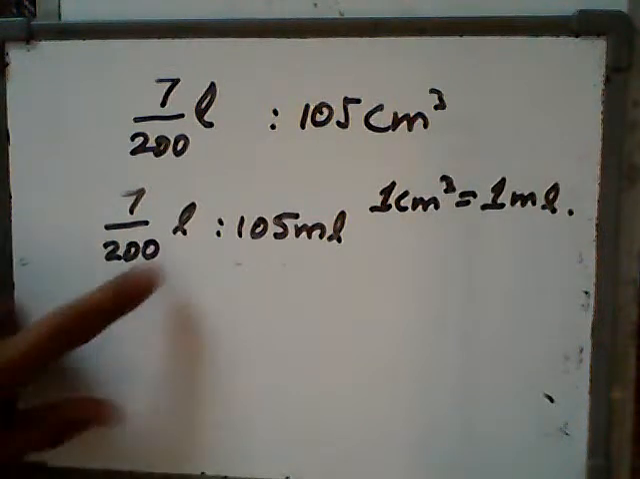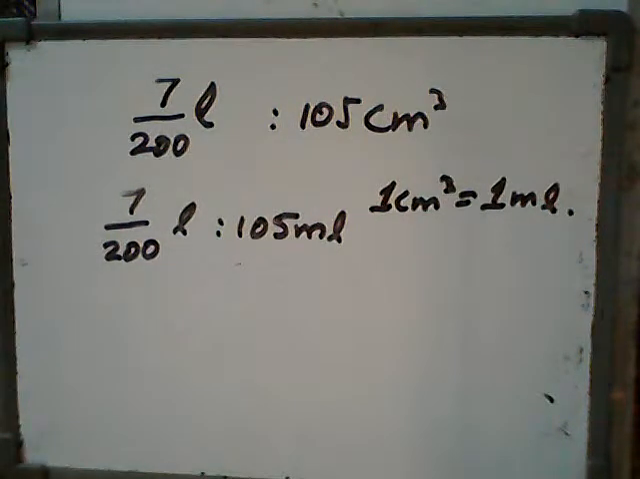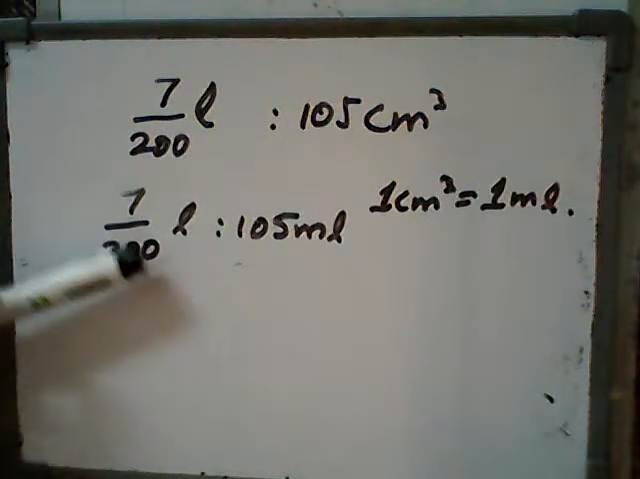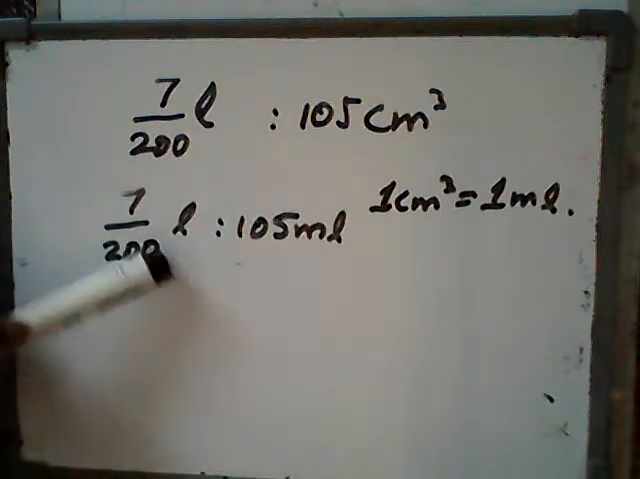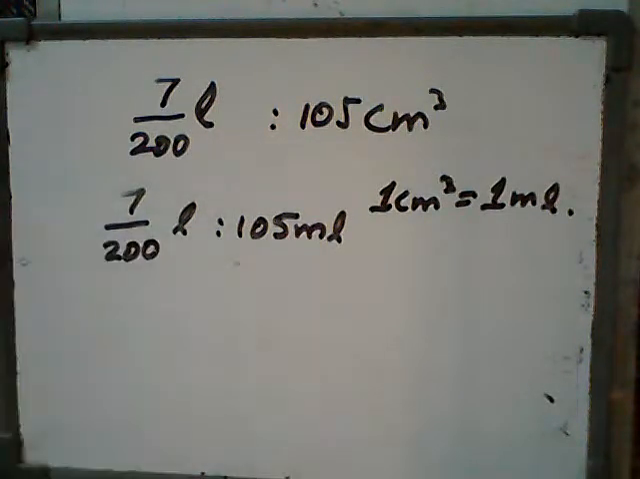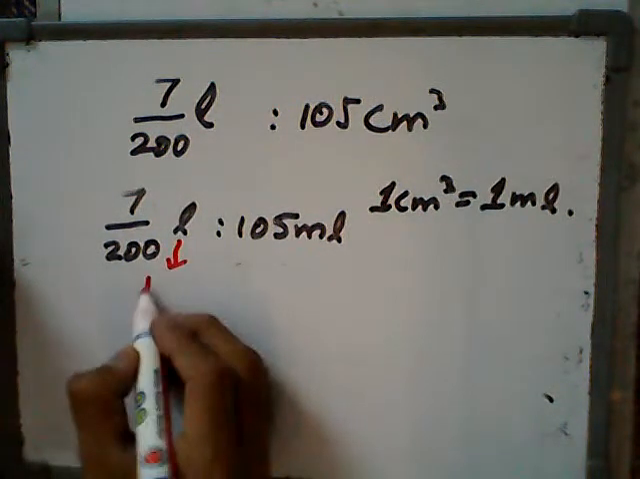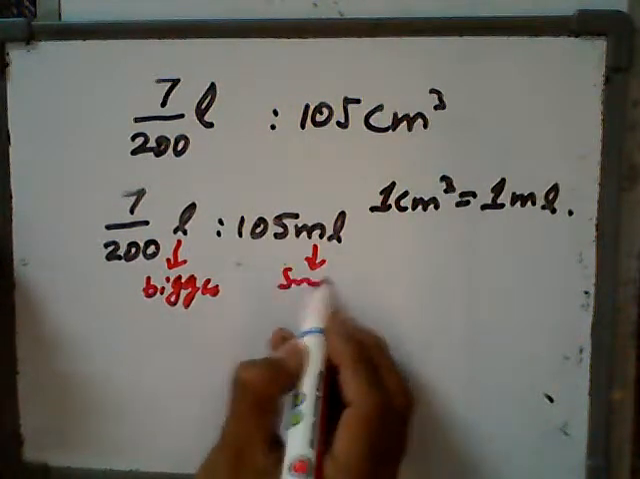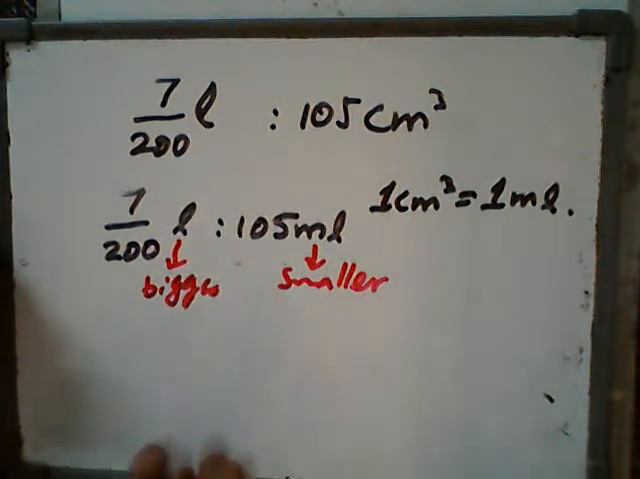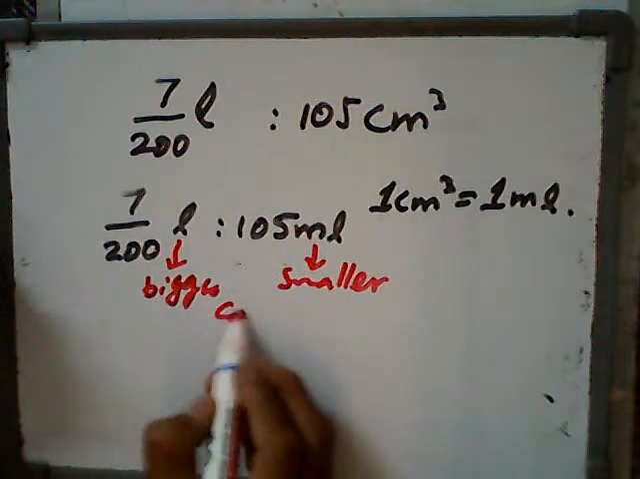Now the same identity means liquid and liquid. Now liquid can be compared, but the units are not same. This is a liter and this is a milliliter. And this is a bigger unit and this is a smaller unit. So what do we convert? We convert into smaller.